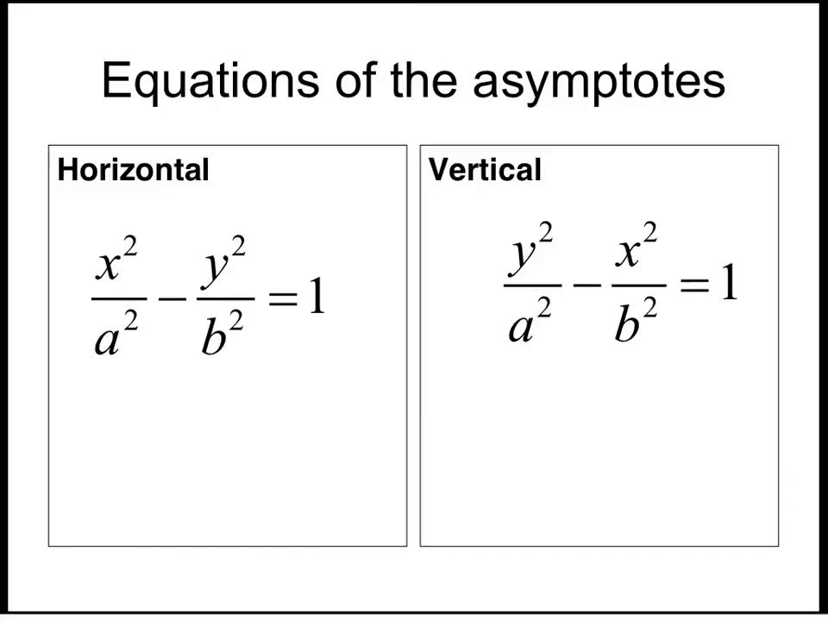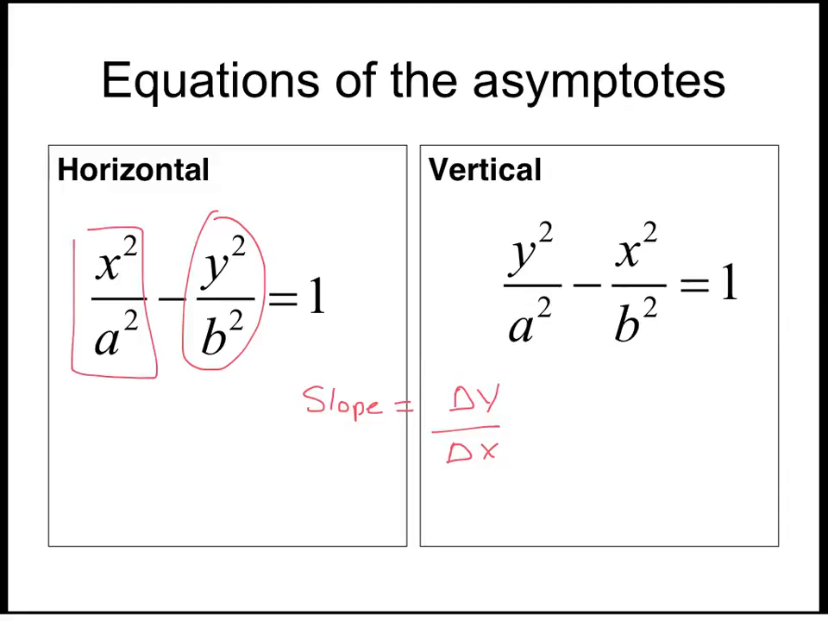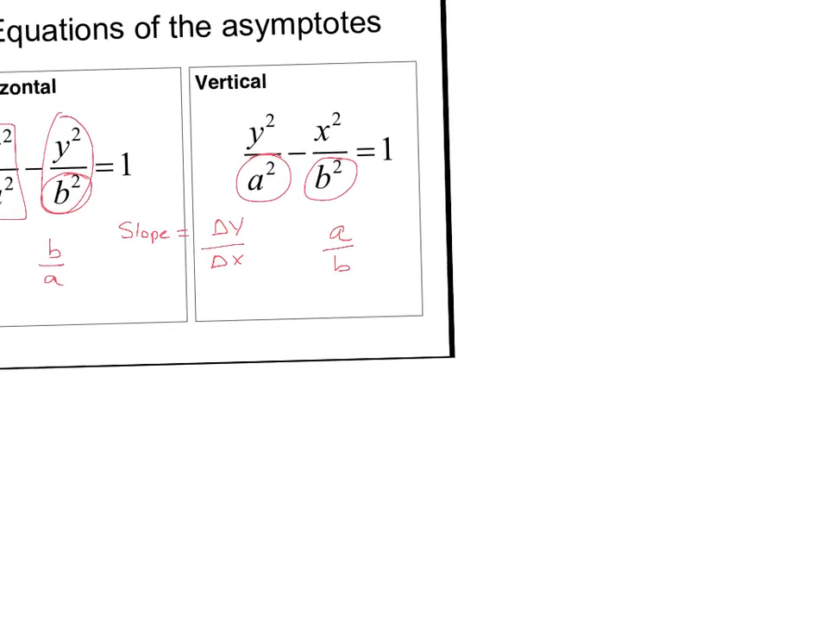Because of the origin, we know that slope is equal to the change in y over the change in x. So we look at our y value and we look at our x value, and we always put the number underneath y. Now it's not going to be b squared, it's going to be b over a. Or if it's vertical, notice that we got an a down here and a b right here, so it would be a over b.